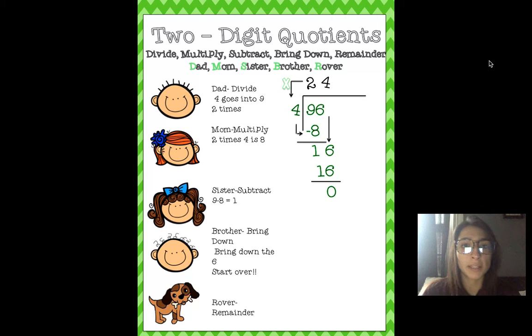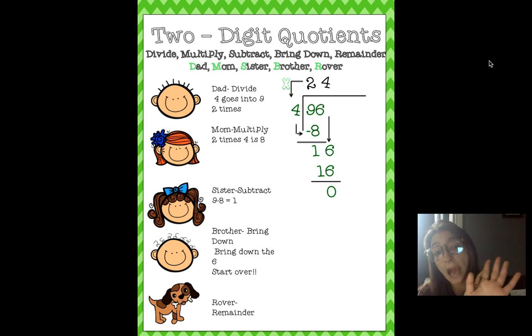So with division, we're going to be taking the next step to having two-digit quotients. Now, when we're working, we are still following the same steps as Dad, Mom, Sister, Brother, Rover, or divide, multiply, subtract, bring down, remainder. First, we're not going to be working with remainders. Everything should be going in evenly, and then we will take the step further to work with remainders.